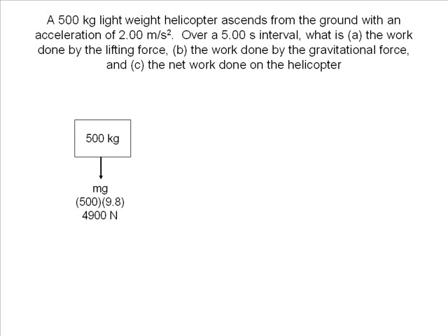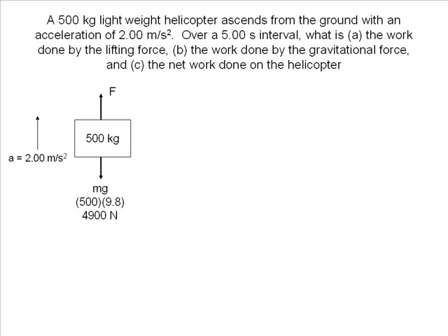First, we have the weight of the object. Since the helicopter is going upward and the weight is in the opposite direction of the displacement, the weight will do negative work on the helicopter. The lifting force will be called F. This force will create positive work because it is in the direction of the displacement.